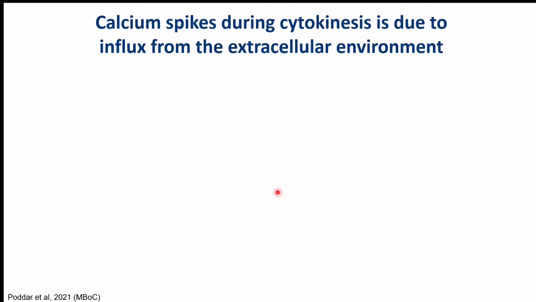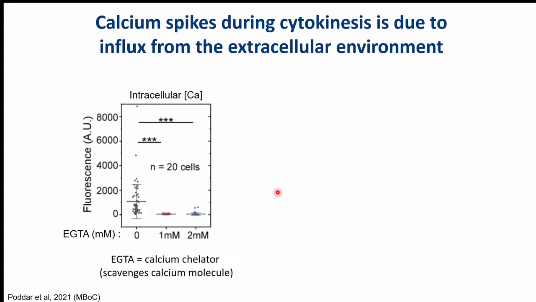Next, we wanted to check whether these spikes that occur during cytokinesis are due to influx of calcium from the outside or extracellular environment, or a release mechanism triggered from inside the cells. So we treated the cells expressing GCaMP and a ring marker with EGTA. EGTA is a calcium chelator which scavenges calcium. It's a divalent calcium chelator.